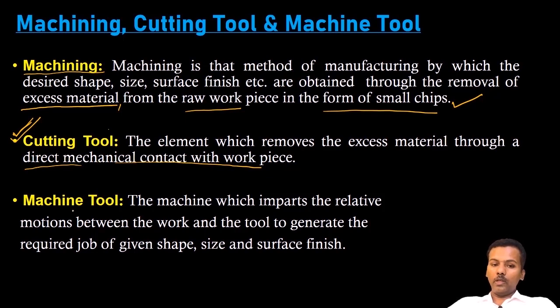So a machine tool is that machine which basically imparts the relative motion between the work and tool, which will impart the energy, impart the power to the cutting tool, so that there is a relative motion between the tool and workpiece, and when the relative motion is given, the tool will generate the required job of given shape, size and surface finish. Let's go to the next slide.